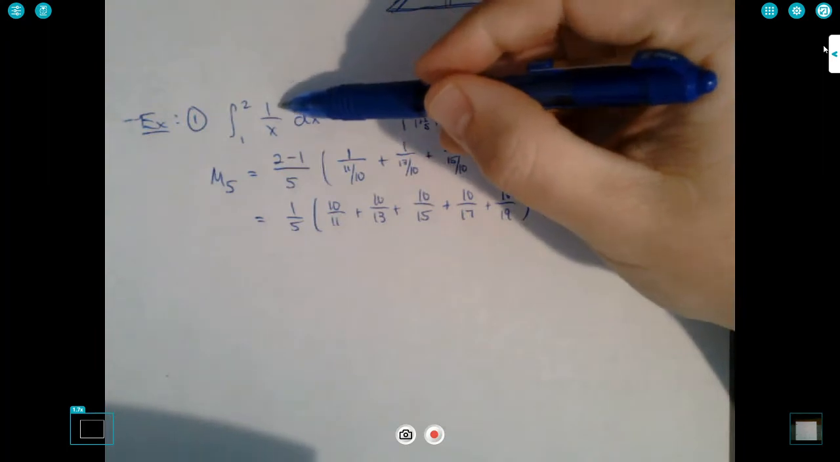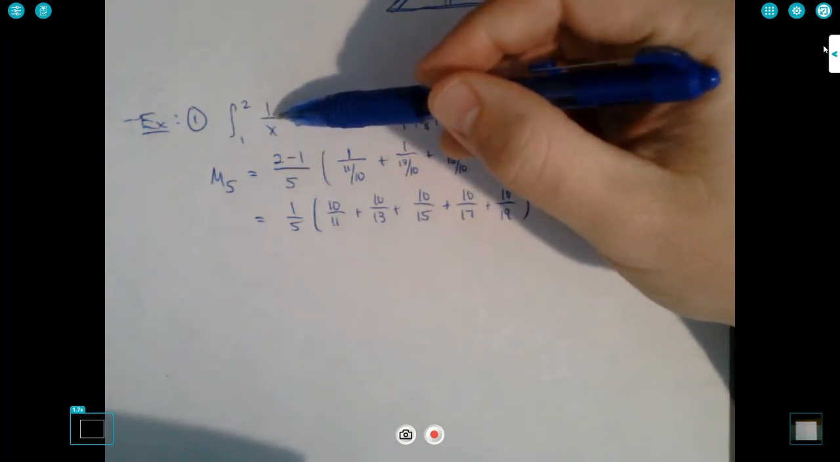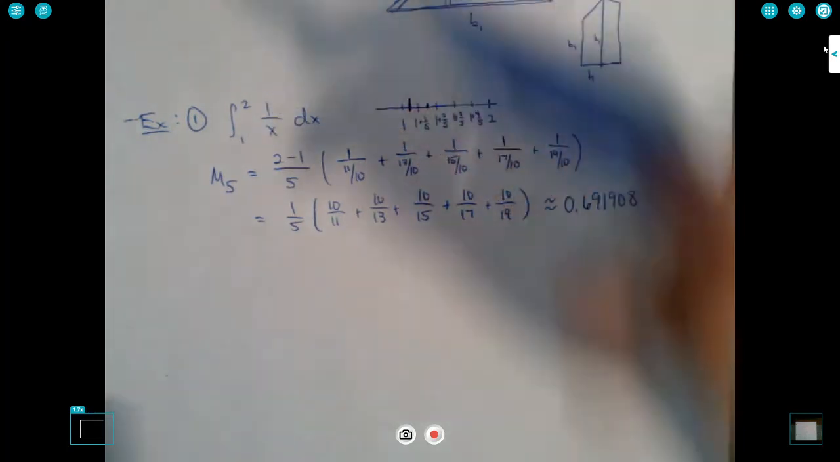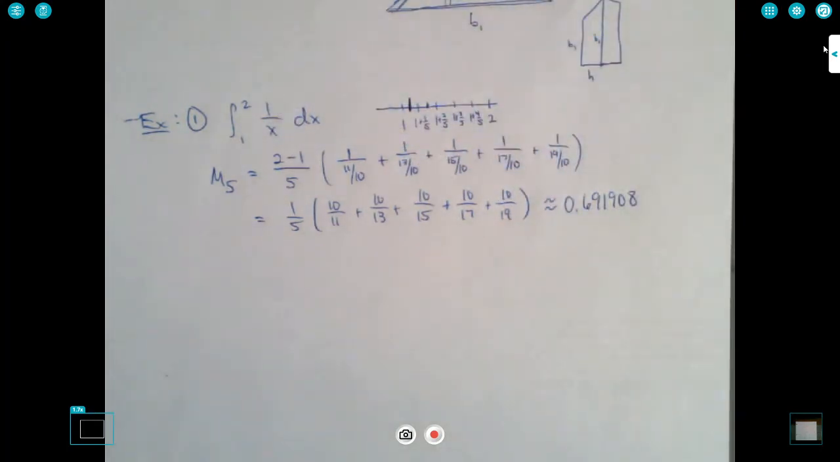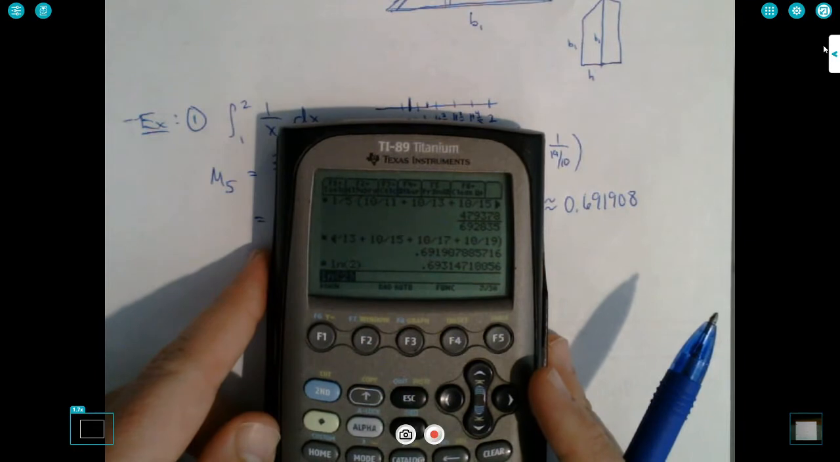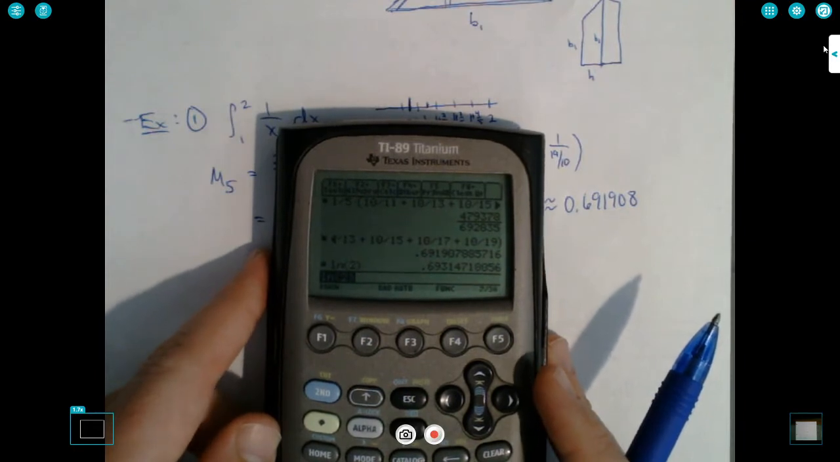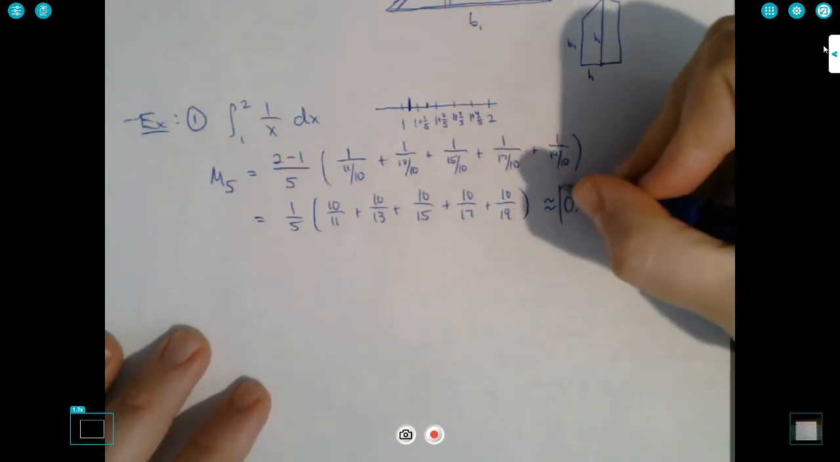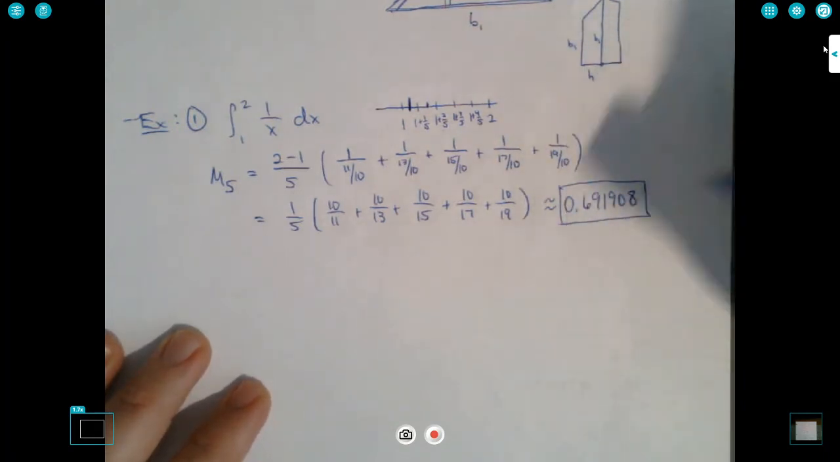By the way, we know that this integral is ln of x, so it would be ln of 2 minus ln of 1. ln of 1 is 0. ln of 2 is that number, so we're close. Anyway, so there's M5.